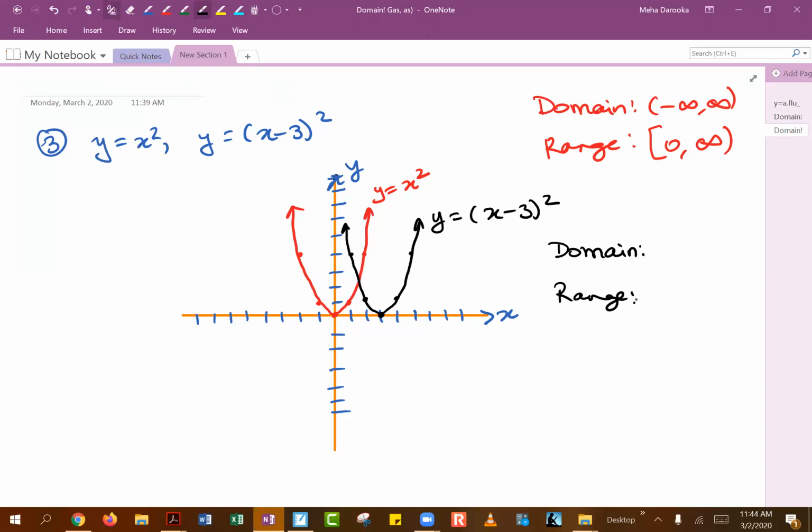Now, as far as the domain goes, we did move our graph 3 units, but these arms were still going to positive and negative infinity. So even though we moved it 3 units to the right, it didn't change the fact that you are still going to positive and negative infinity. So yeah, very good. Domain and range will end up staying the same for this. Are we okay? Question?